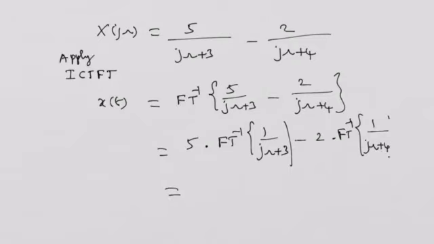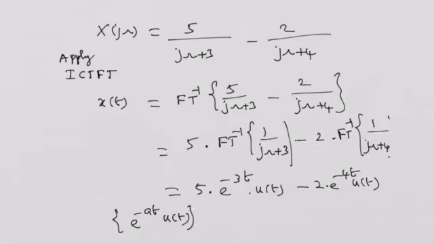Now you can notice that the expression will get reduced to the form 5 times e power minus at, where a is considered to be 3, into u of t, minus 2 times e power minus 4t u of t. Why? Because you should remember one of the important identities: e power minus at u of t, upon application of the Fourier transform CTFT, results in what? That is equal to 1 divided by j omega plus a, isn't it?